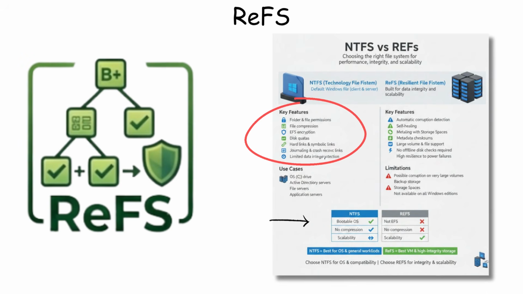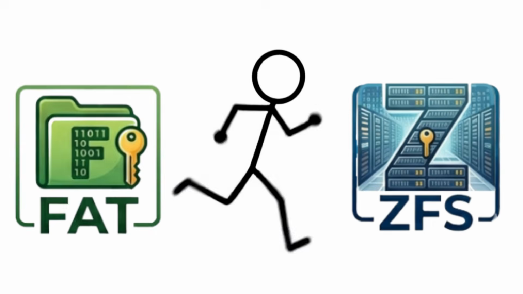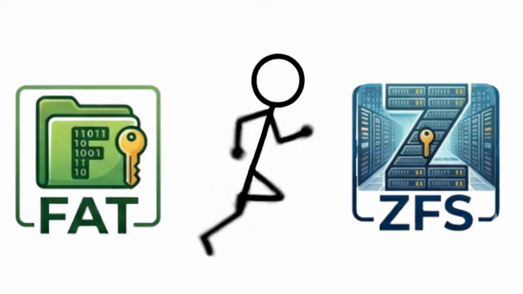And that's how file systems evolved, from simple allocation tables into highly advanced systems designed for performance, reliability, and massive scale.